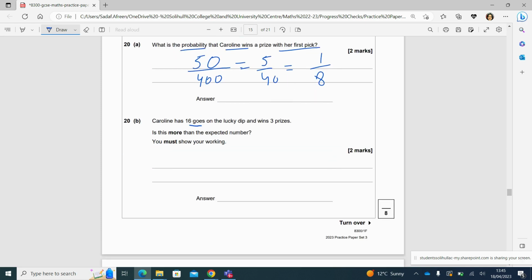Caroline has 16 goes on the lucky dip and wins 3 prizes. Is this more than the expected number? So 3 wins out of 16, okay? And if you look at this here, it gives you 1 out of 8, which if I multiply this fraction by 2, that gives you 2 out of 16. That means ideally, if we follow the theoretical probability, she should win 2 times out of 16. But here she is winning 3 out of 16, which is definitely more than the expected number which we get from the probability. So it's more than expected.